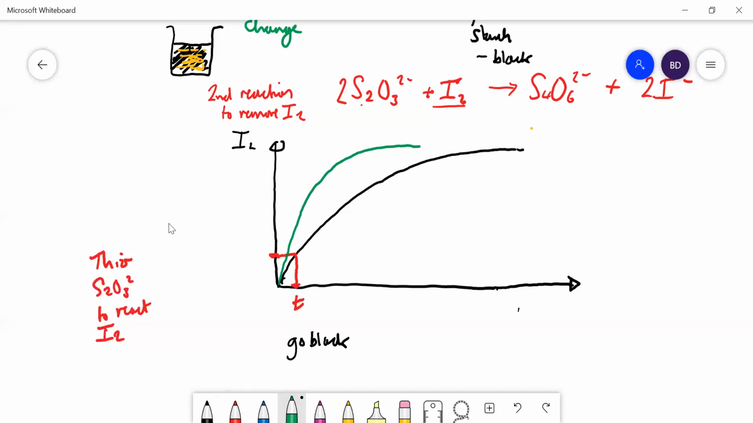The reaction would go faster. Okay, we go like that. So this time, the time taken would be there. That green t would be a bit shorter.